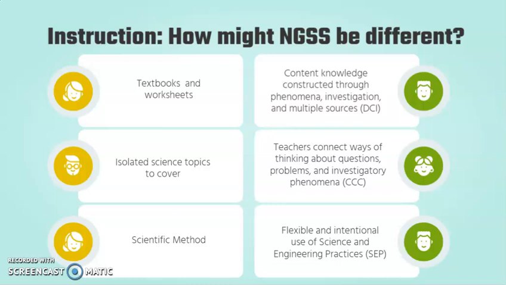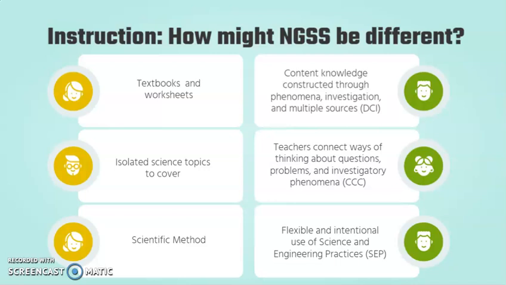There may still be moments where a worksheet or a textbook appears, but it's going to look a lot more like a conversation and having intentional graphic organizers where students are organizing what they're observing, what they're wondering, and what they're seeing. Those isolated science topics that you have to cover, those become connected through the CCCs, which are the cross-cutting concepts. So teachers are going to find ways of thinking about questions, problems, and investigatory phenomena that put all of the science topics into a network for students to understand common themes and ways of thinking about science.